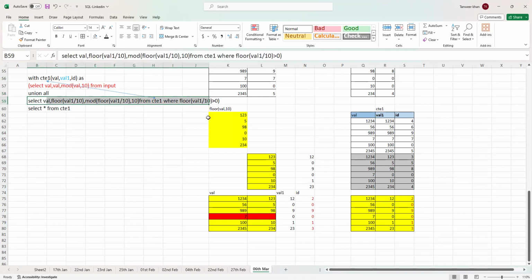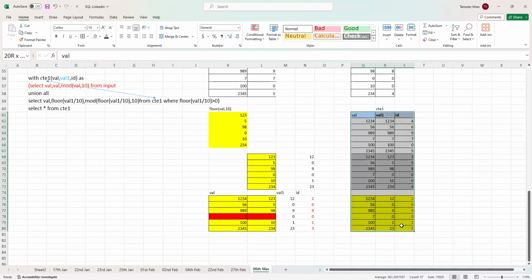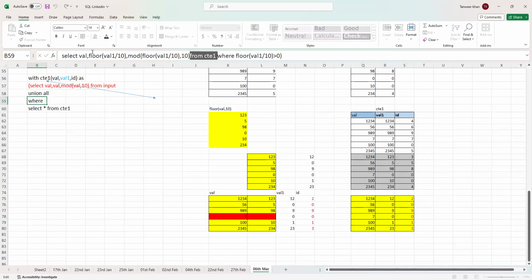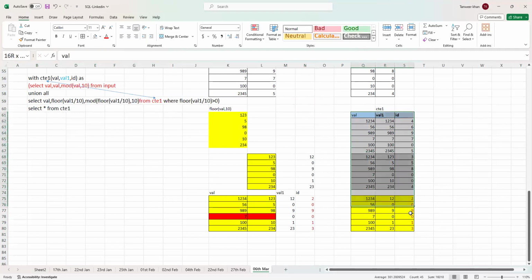Clear? Now see, this query is getting executed, and your output is getting merged with a new set of records. Now what is the new record? This is the new record. Now again, this query will be executed from CT1. So this is your CTE, and this is the CT1 table.